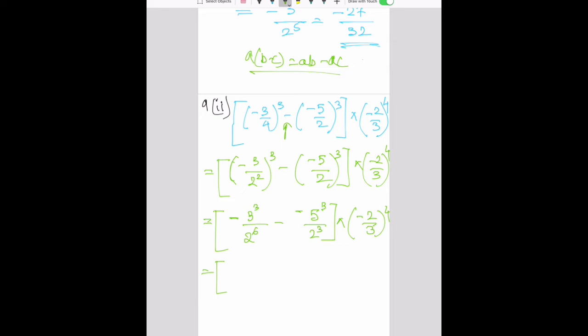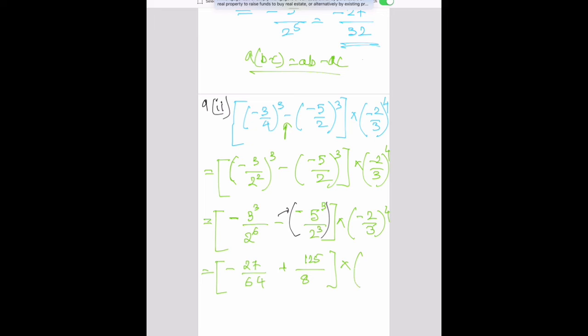So this is 27. 2 to the power 6 is 64. Now this minus and this minus will become plus. See, minus of minus. I should have put it in brackets. So minus of minus is plus. We know from the integers, right? So this is plus. 2 to the power 3 is 8, sorry, 8. And this is 125.